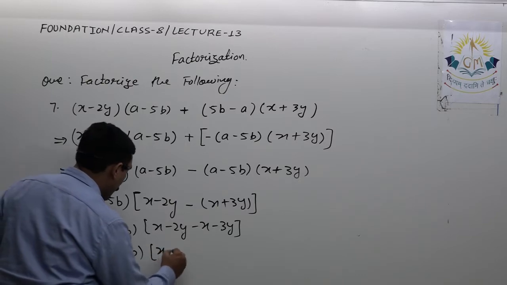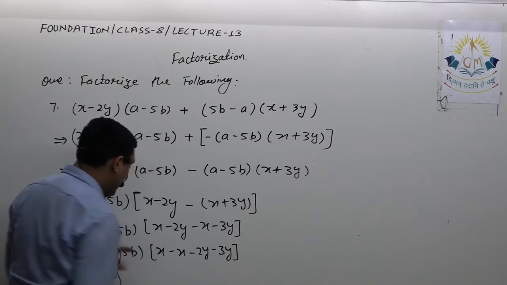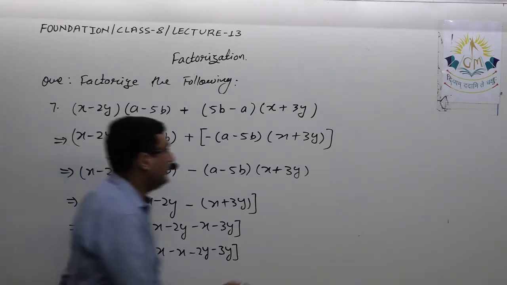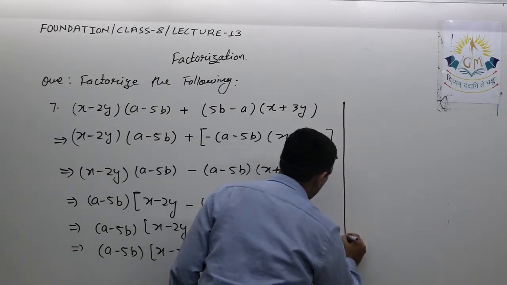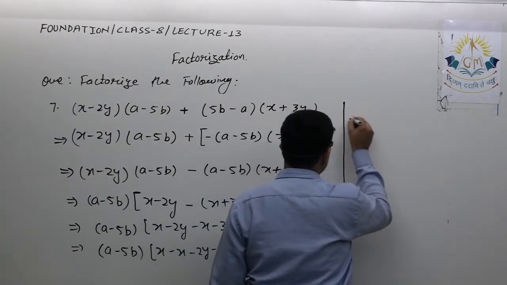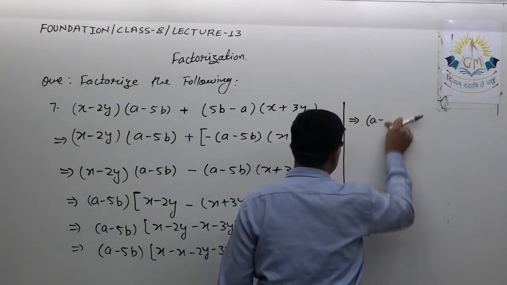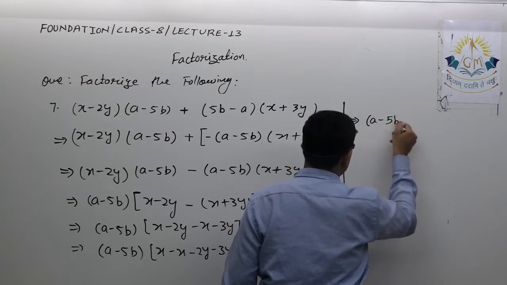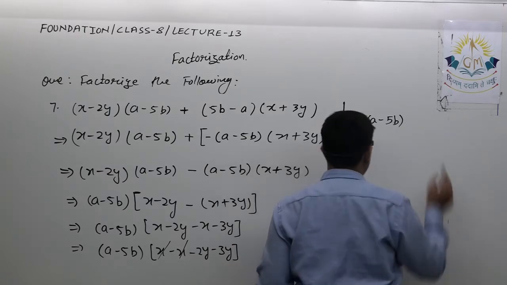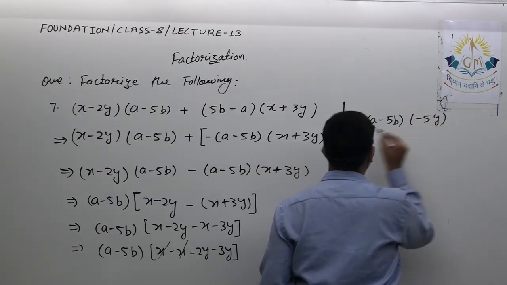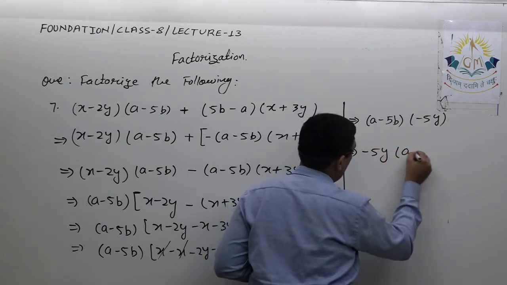Over here again I am adding one more step for your better understanding, in which I am writing the like terms all together. However, that step is absolutely not required if you are able to do it orally. So here it is a minus 5b. Here plus x minus x will cancel out. Minus 2y minus 3y, that is minus 5y. So now I can write y into a minus 5b.